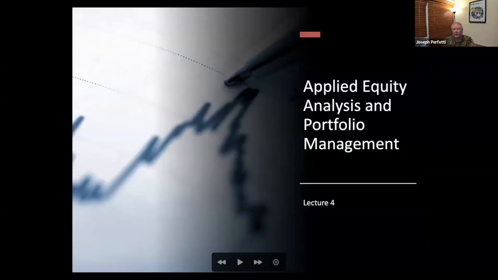So lecture 4 gets us into the fourth section, which is going to be talking about either comparables or comparables, depending on how you want to do that. But it's basically a multiple analysis based approach.